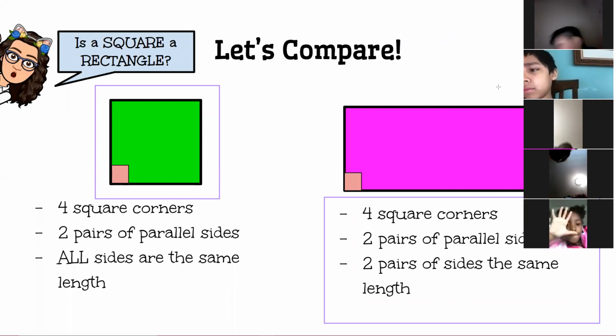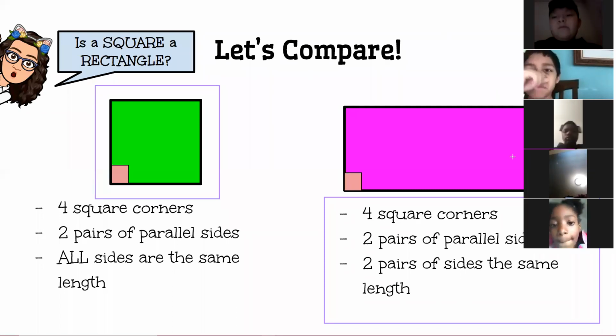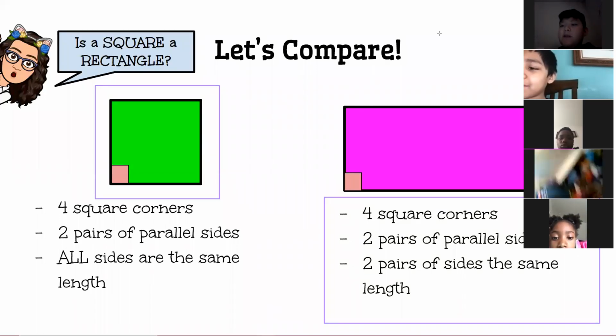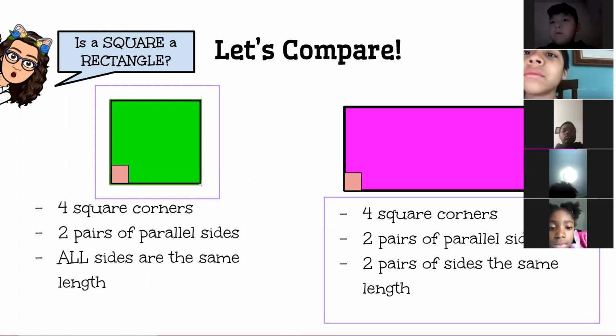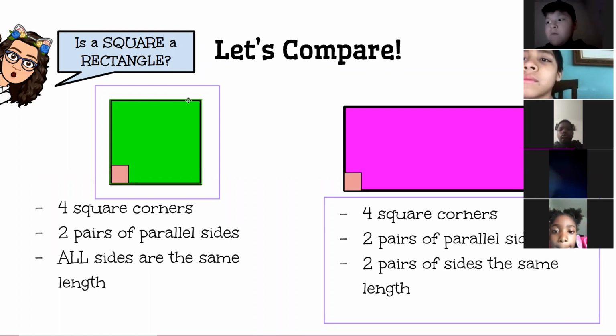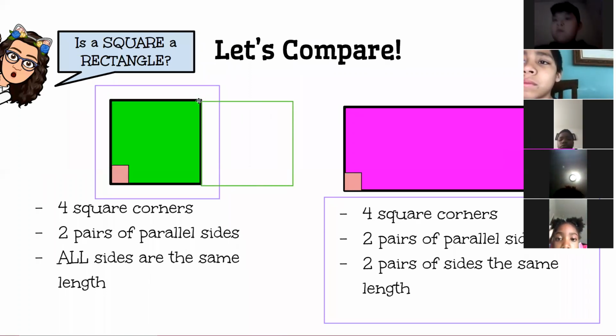Christian, why did you say yes? Because a square can be a rectangle because 2 squares make a rectangle. Okay, so Christian's kind of thinking if I put 2 squares together, it would make a rectangle. So let's put what he's talking about here. If I put these together, it makes a rectangle.